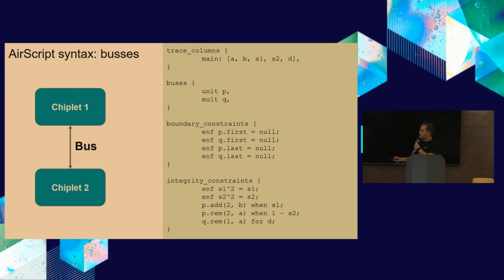You define the buses, you define their initial and last states. Here it just says that the bus at the beginning needs to be empty and at the end needs to be empty as well. And then you have these integrity constraints where you can say that, for example, whenever the variable S1 is 1, I'm going to push this pair to be inside the bus. And if I want to read something from the bus, I can use the rem keyword here. So this is highly practical to write modular systems.